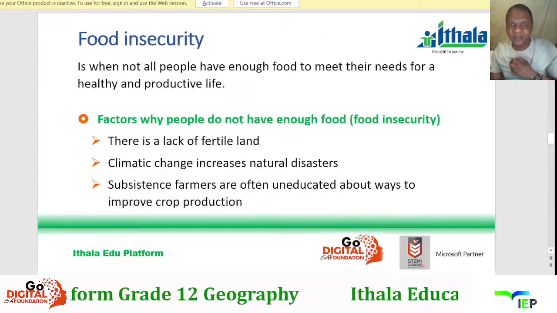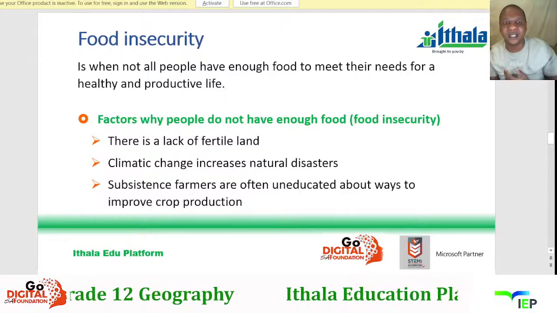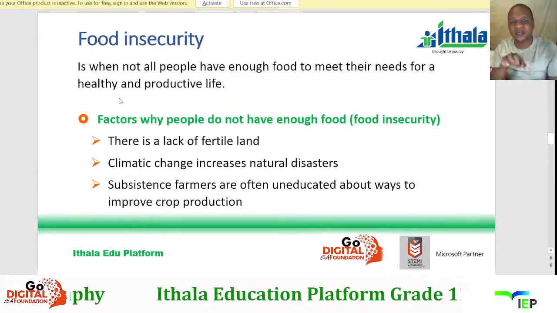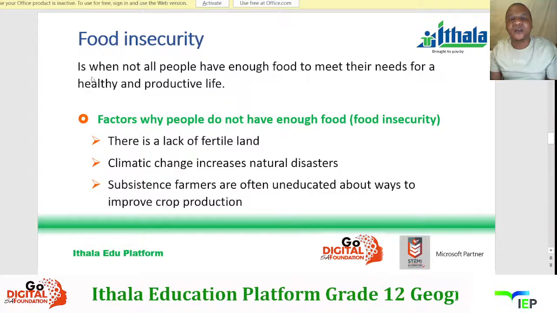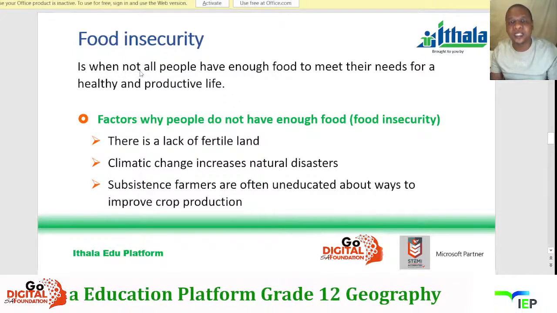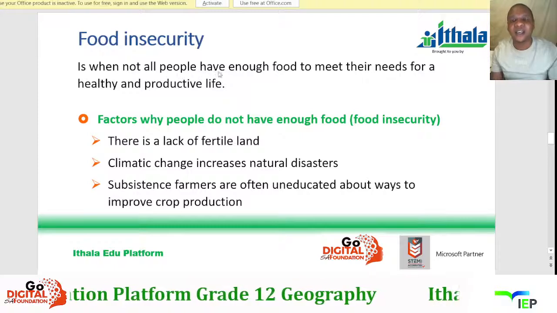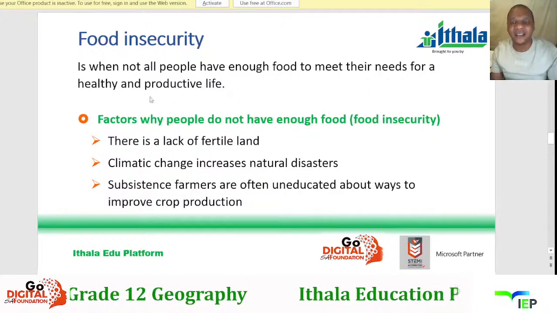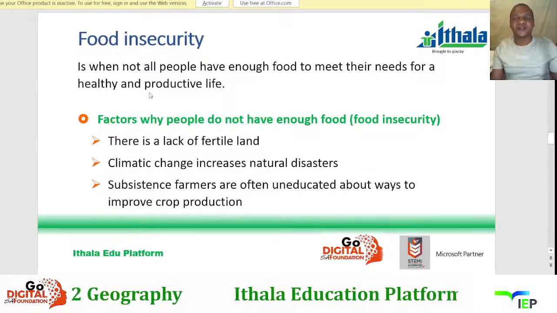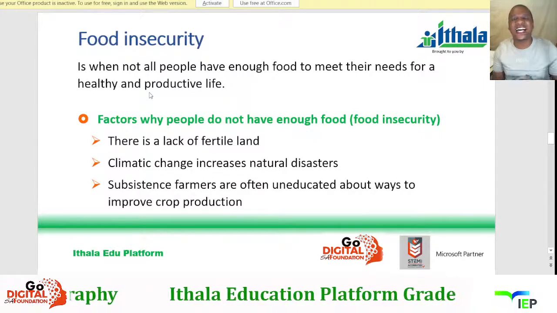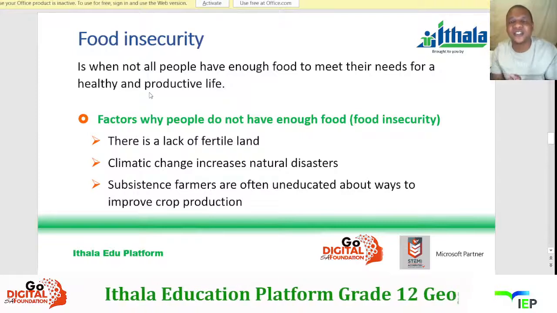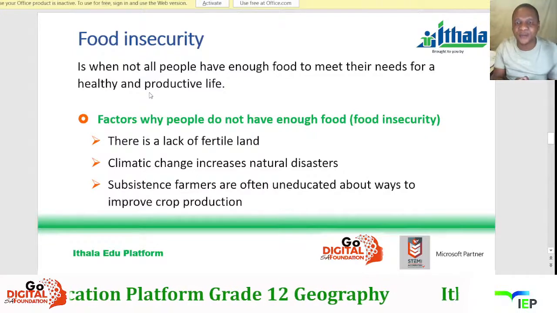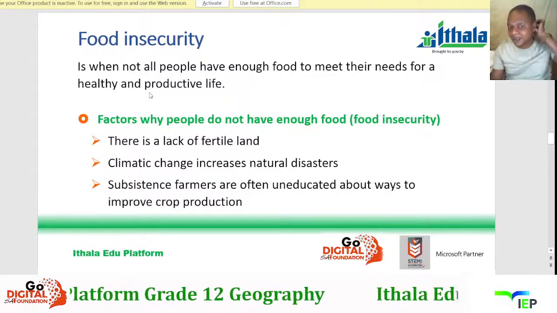All right, let's just look at food insecurity ke manje. Food insecurity is the opposite of food security. La we are looking at when not all people in a country have enough food to meet their needs for a healthy and productive life. So last bege abantu abangakwazi ukaccessa this healthy food, this nutritious food. So it's an inability for these people to access nutritious food or healthy food. So that's what it means.